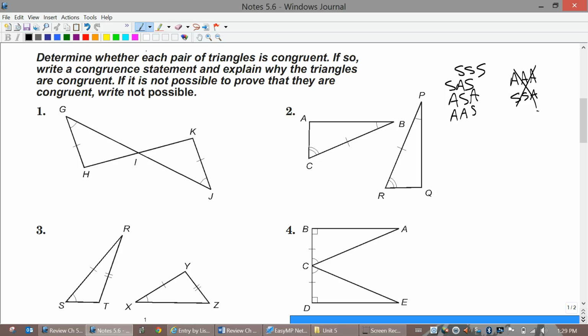So let's see if any of those apply to question 1 to see whether we can state that these two triangles are congruent. And if we can, we're going to write our congruent statement for those triangles. Okay? We're going to say, are they congruent? Why are they congruent? Then we're going to write the congruent statement if they are. All right? So are they congruent is my question to you guys.